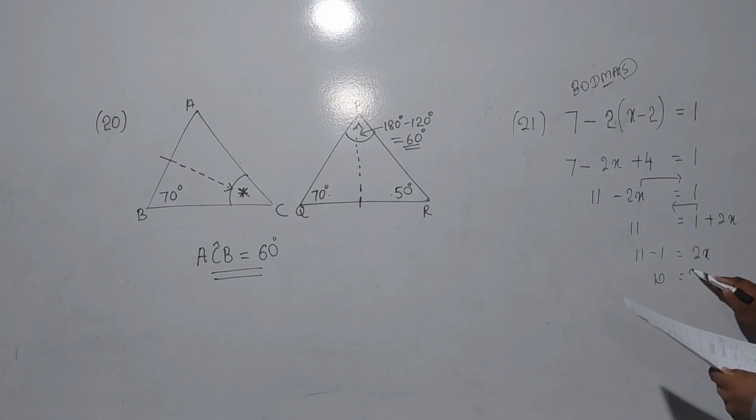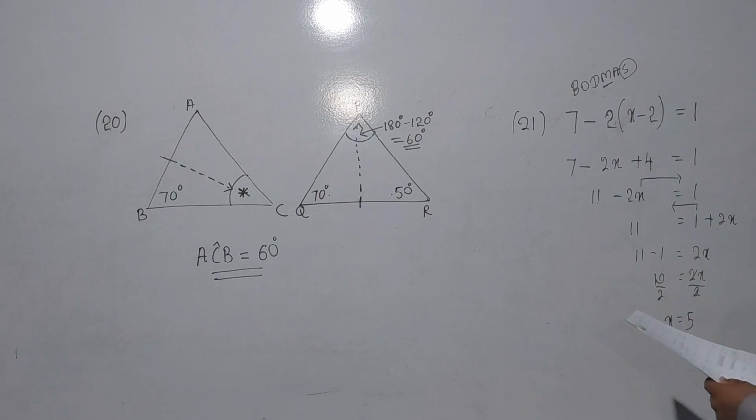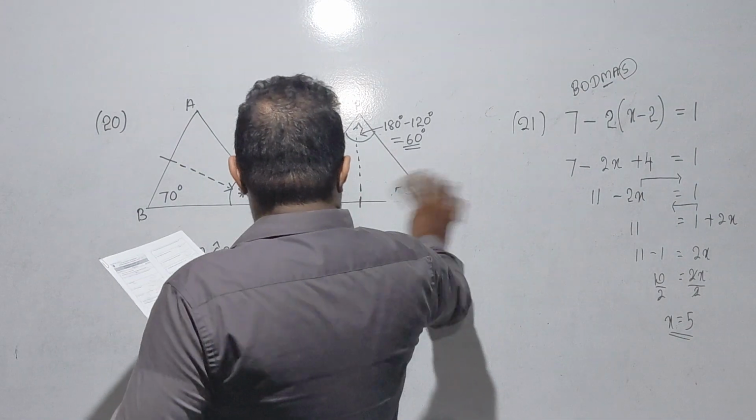10 becomes 2x. Now divide both sides by 2. You are getting the value of x as plus 5. X is 5. Next question. Question number 22.